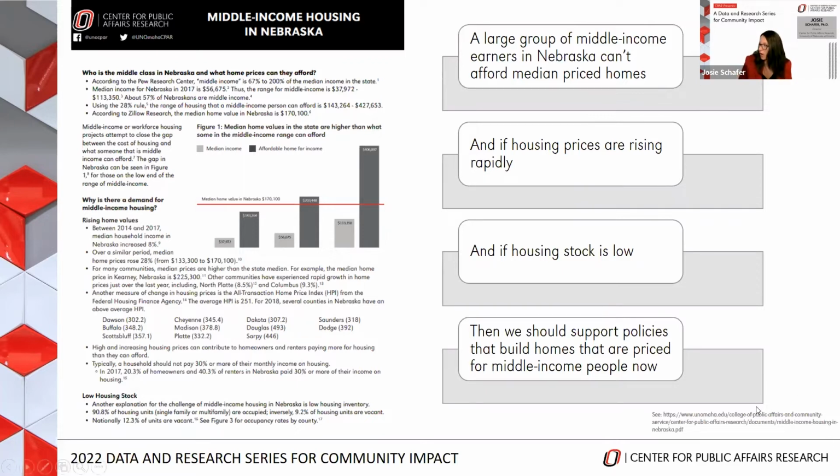So in this particular infographic, which you can get on our website, I say, if a large group of middle income earners in Nebraska can't afford median home prices, right, which is kind of what this slide is about, this reference line, there's this gap. There's this group of people who make a middle income, but they can't afford a middle income house, right? And if housing prices are rising rapidly, and if housing stock is low, then we should support policies to build homes that are priced for middle income people, right? If you accept these three things are true, then you should kind of jump to this last place with me. You should agree that this is the likely outcome.